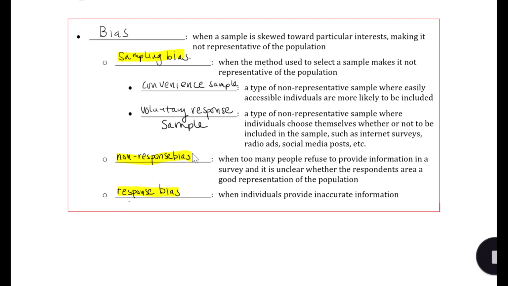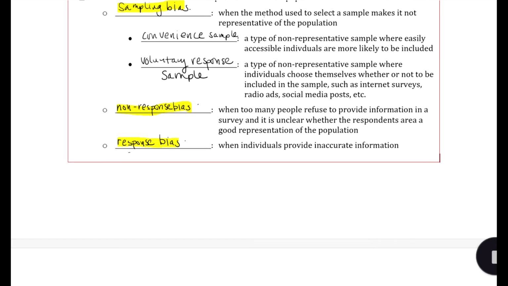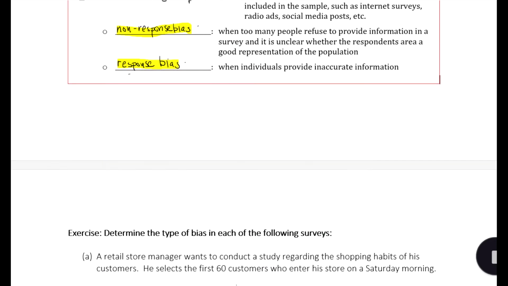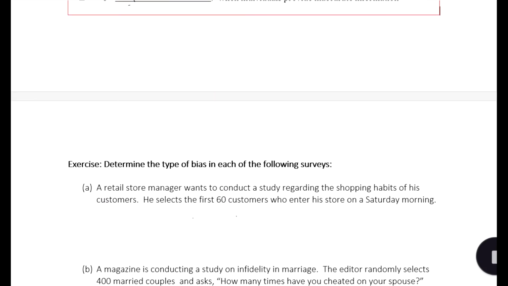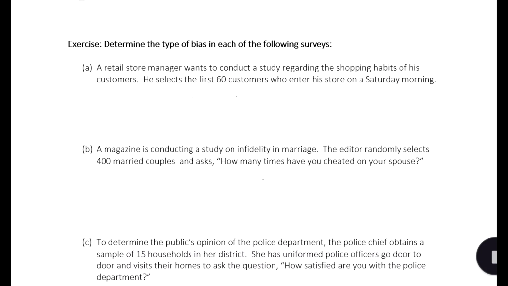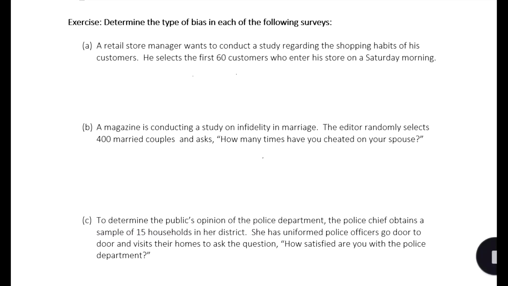A non-response bias is when, after we have employed a very rigorous sampling method, we go through and ask those to participate in the survey, and then people refuse to provide information. They don't send back the survey, or they don't want to be selected. Then there's the response bias, when individuals provide inaccurate information to the survey. This is due to a loaded question or a poorly worded question, or their fear of reprisal, etc.